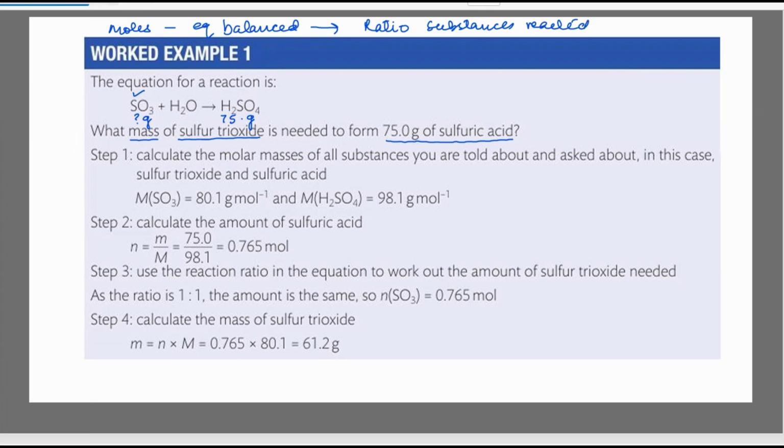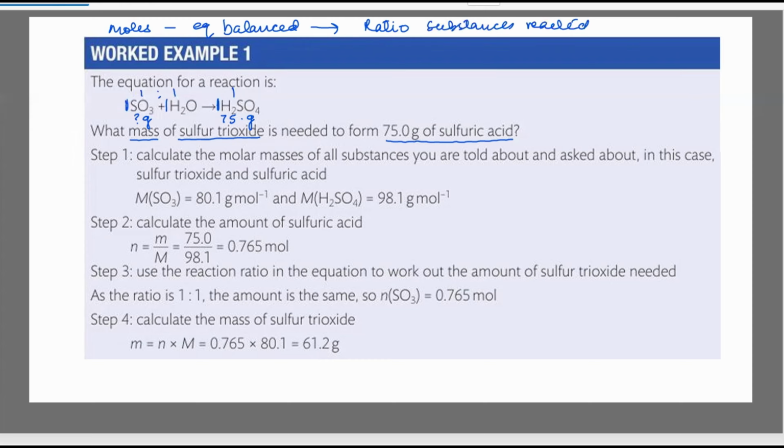Looking at the equation, we know that the sulfur trioxide and water are reacting in the ratio 1:1. Why? Because we have a coefficient 1 here. When you have a coefficient 1, that means they are reacting in the ratio 1:1. And in the same way, you're getting the product in the ratio 1 itself.